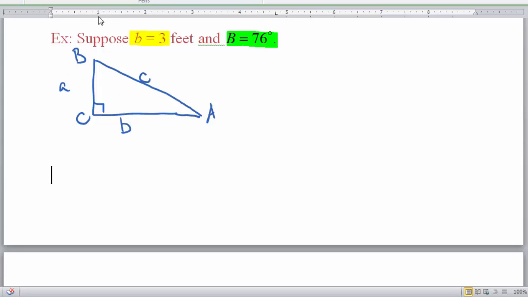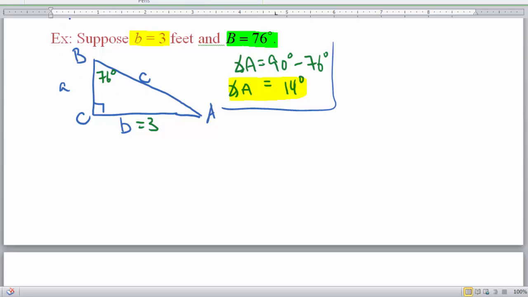So I can just label now. I know B is 3 feet, and I know that angle B is 76 degrees. The first thing I would find is the other angle, because that's the easiest thing to do. I know that angle A is just going to be 90 degrees minus 76 degrees, which is going to be 14 degrees. So angle A is 14 degrees, so that's done. That's the easy part.